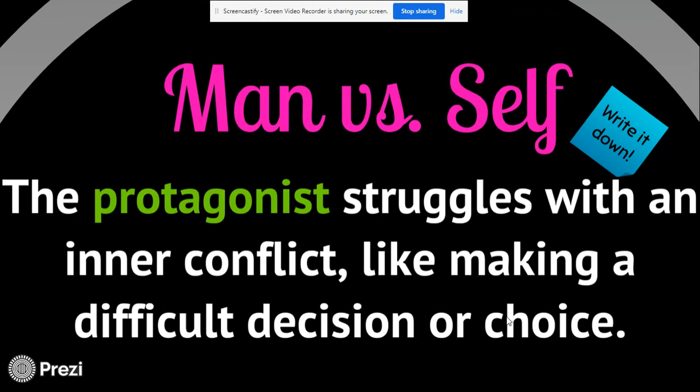And finally, there's man versus self. This is an inner conflict. So it's not enough to just say, "Oh, Katniss versus herself." You need to actually describe what issue with herself she has. So it could be something like making a difficult decision or choice. It could be a fear that they have, or it could even be a bad habit that they have.